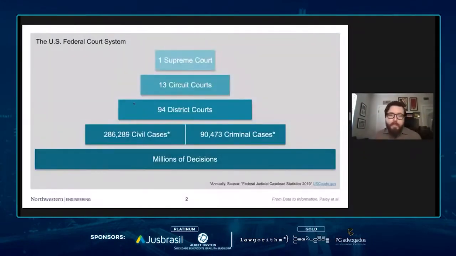So to put a frame on this whole thing, the U.S. federal court system might feel like a monolith, like one massive unit, but in fact, it's a tapestry of countless unique decisions made by individuals across hundreds of thousands of cases filed annually, as those cases work their way through 94 district courts, 13 circuit courts, and on up to the Supreme Court.